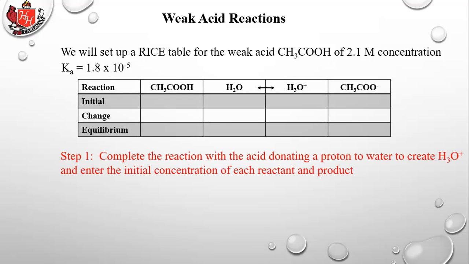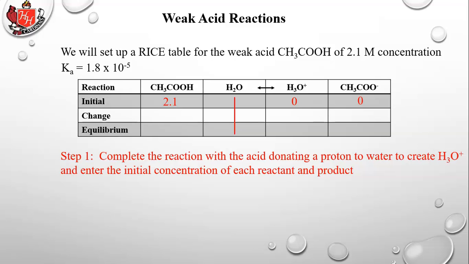Okay, so let's set up the RICE table. There it is. Step 1: complete the reaction with the acid donating a proton to water to create H3O+, and enter the initial concentrations of each reactant. Again, we're going to fill out the top line. So we start with acetic acid, CH3COOH, at 2.1. It does not give us any initial concentrations of H3O+ or the acetate ion, that's the CH3COO-. So those are going to be 0. Again, don't include water, and that's going to be 0 and 0.